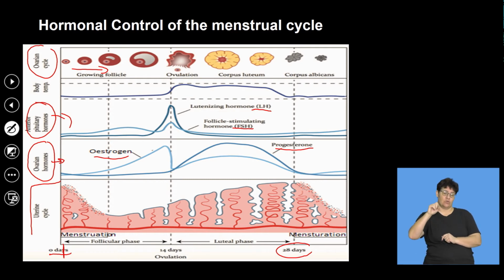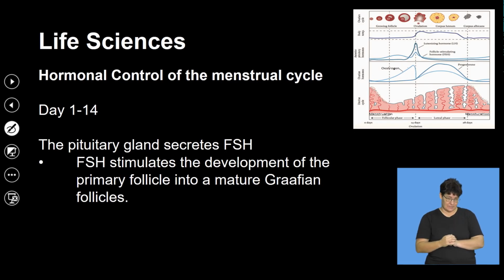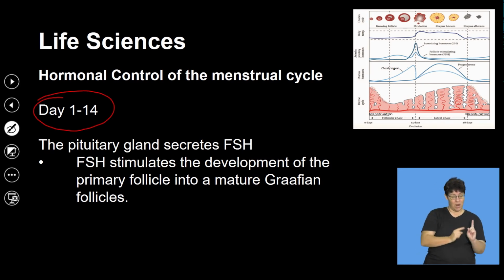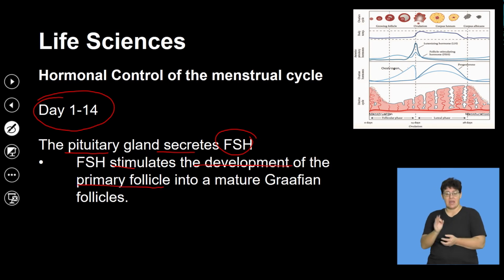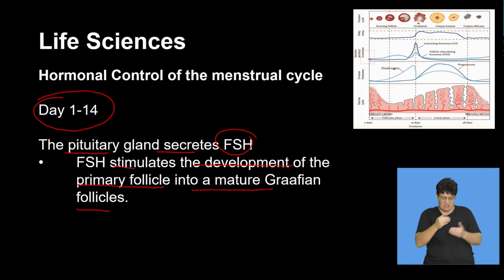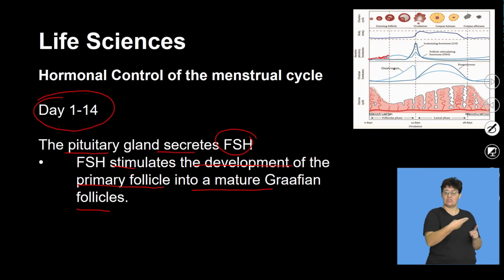Now I'm going to pause at this point and reflect specifically on what happens between days 1 to 14. The pituitary gland secretes FSH, which stimulates the development of the primary follicle into the mature Graafian follicle. When we look at this graph, let's try and identify FSH. We see that at the start of the cycle the FSH levels decrease, and as they increase, you find that the developing follicle tends to increase in size.